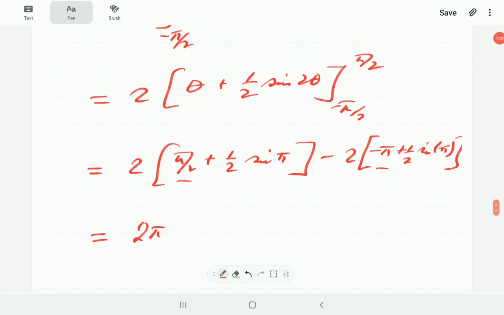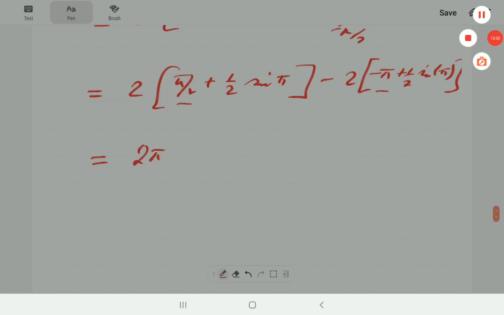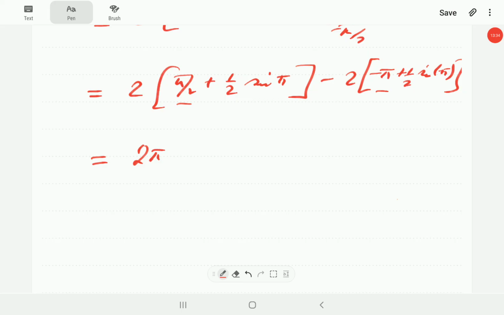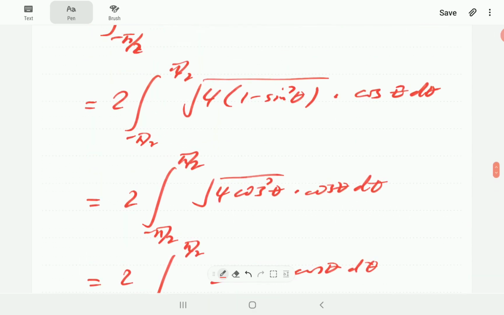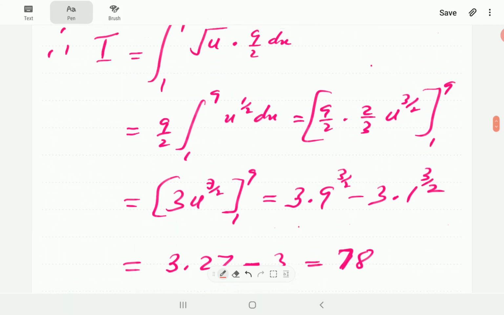All right, so that is the first two examples. We're going to stop this video here and continue with the other examples in the next video, which is going to be our part 3.